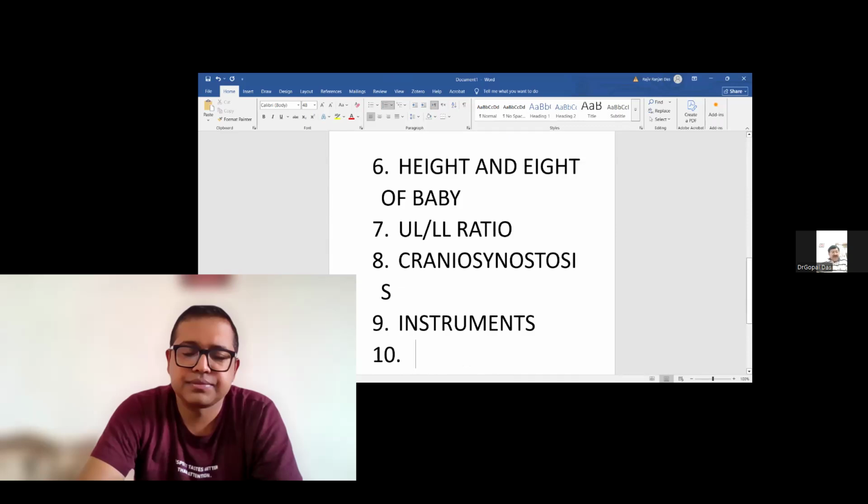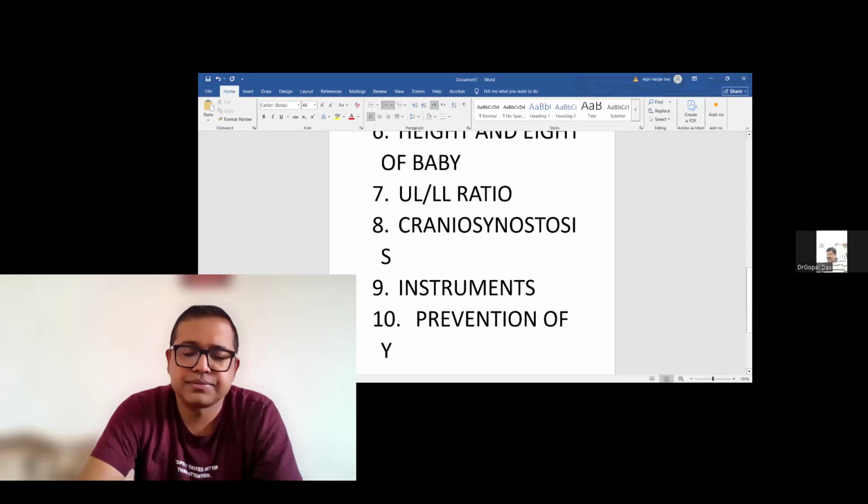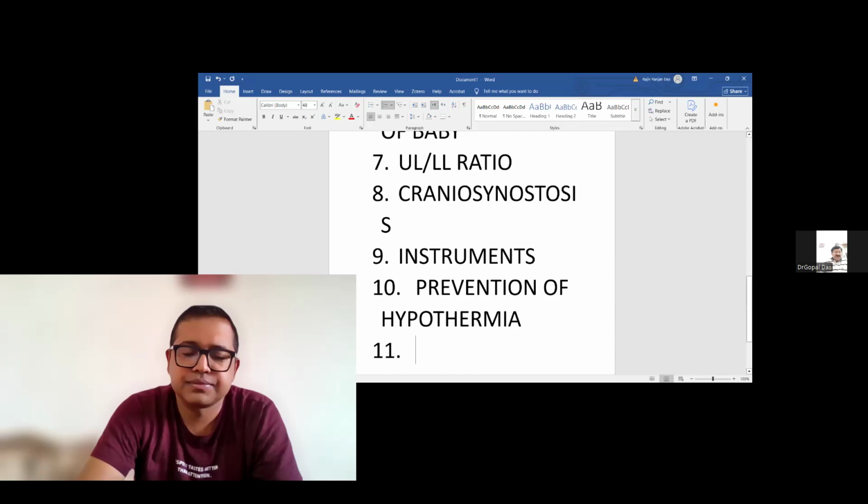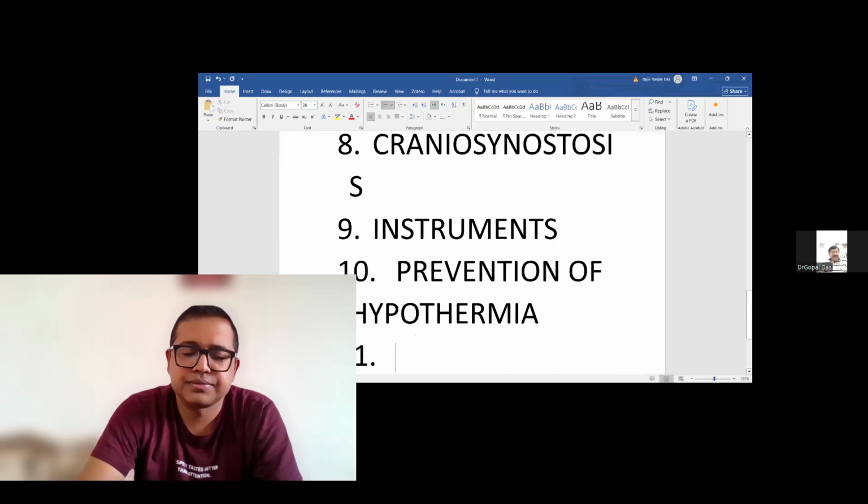Now, another very important topic is prevention of hypothermia. Often a baby suffers from hypothermia, so there may be some cyanosis and respiratory distress. So, how do we prevent this hypothermia? There is the warm chain, 10 steps. The 10 steps include warming the room, warm resuscitation, immediate drying, skin to skin contact, breastfeeding, and so on. This is important for prevention of hypothermia.